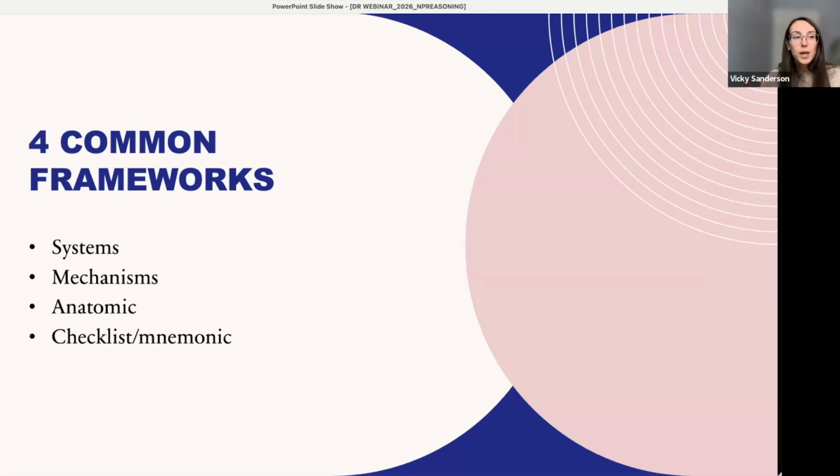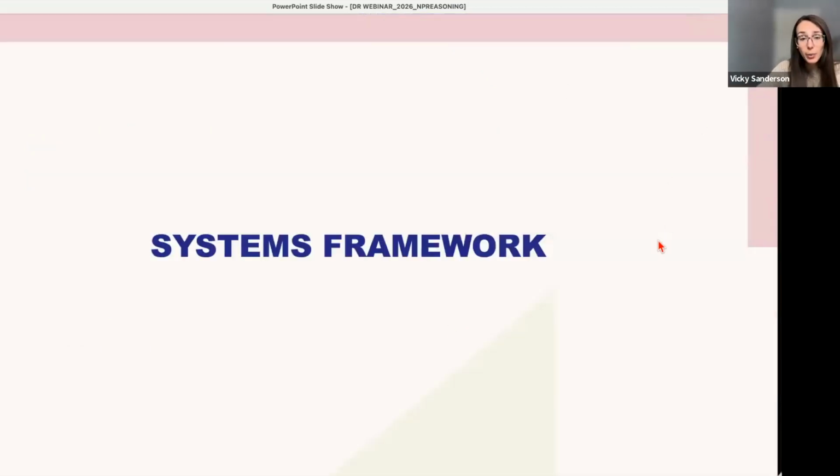These can be helpful for thinking broadly about presentations. They can help us remember red flags. They can also help us remember diagnostic criteria for certain things. So quickly running through a couple examples.